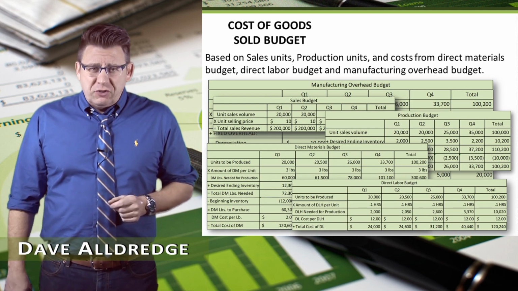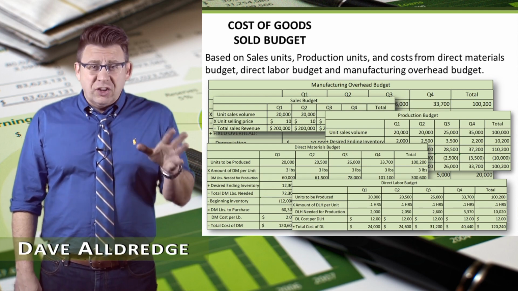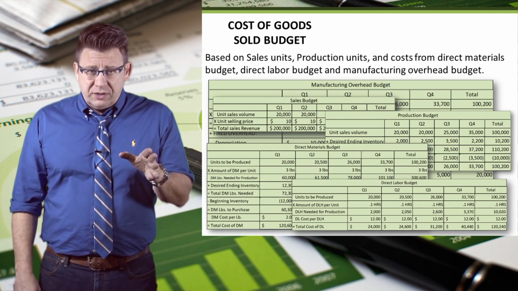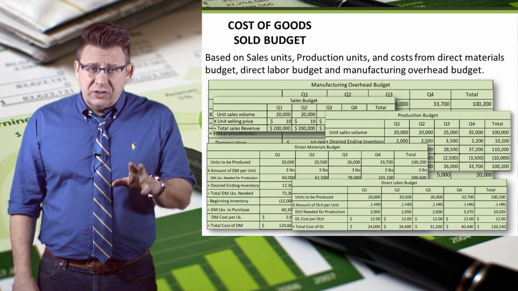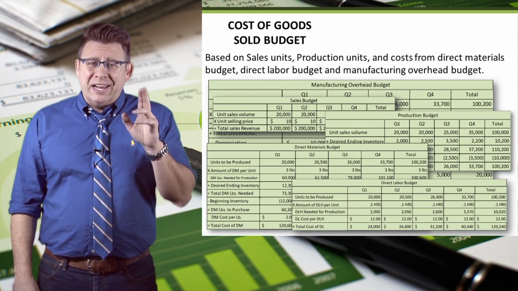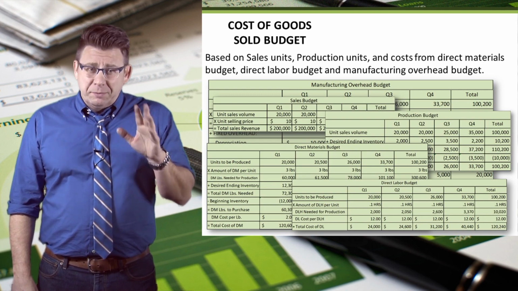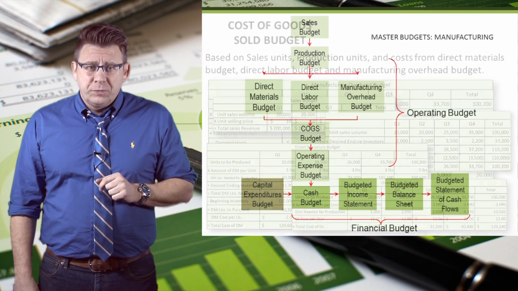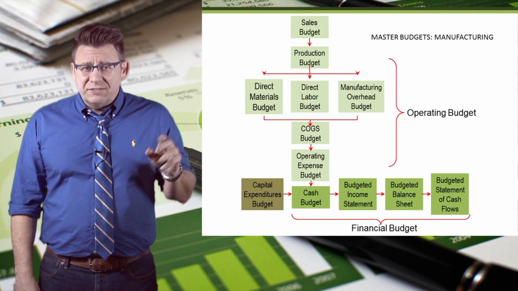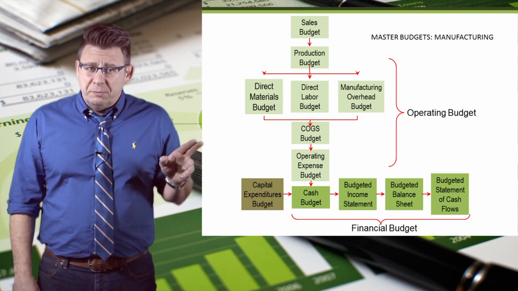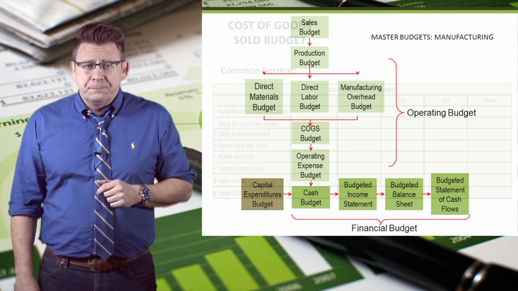The cost of goods sold budget is based on data from the sales budget, production budget, direct materials budget, direct labor budget, and manufacturing overhead budget. So obviously, it needs to be completed after all of those. You can see that the cost of goods sold budget is the sixth budget completed in the master budget process.